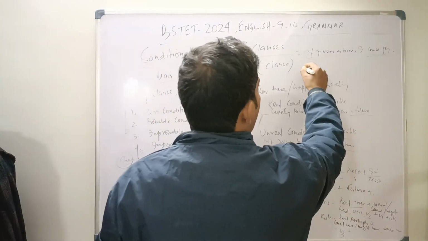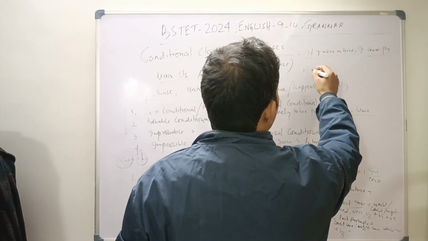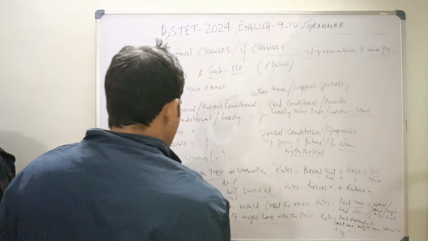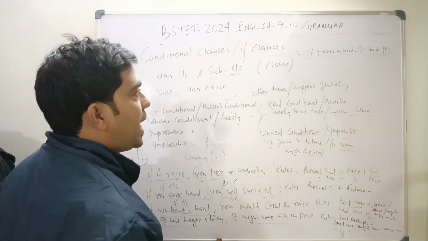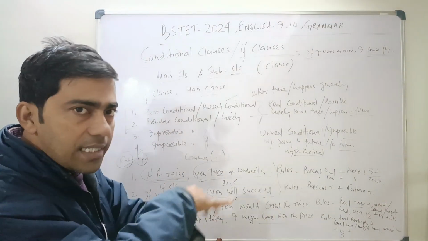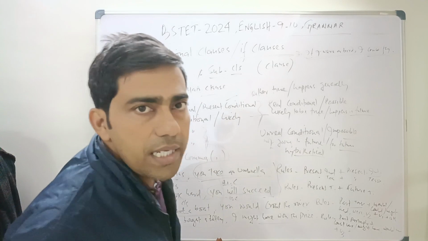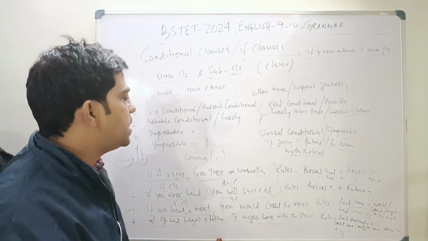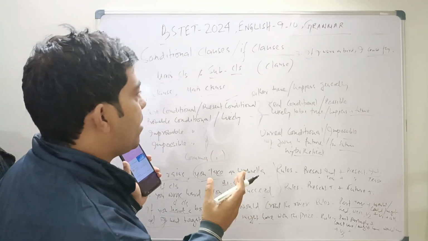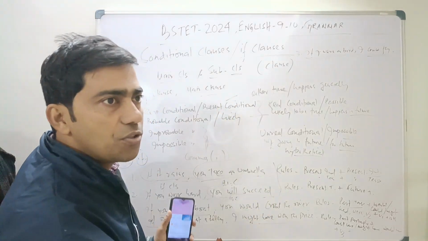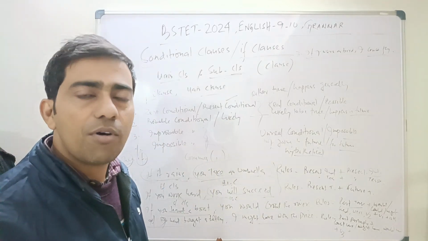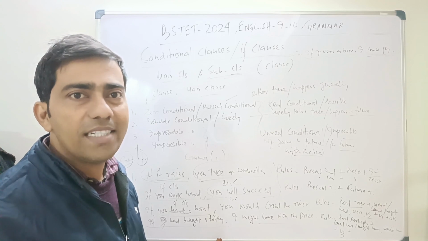And put a comma after the if clause. After the if clause you should put a comma. And if the if clause and the main clause are interchanged, then it is not necessary to put the comma. All right. And this is exam oriented grammar. So you should follow this, and after this we will be discussing MCQs. All right. Okay.